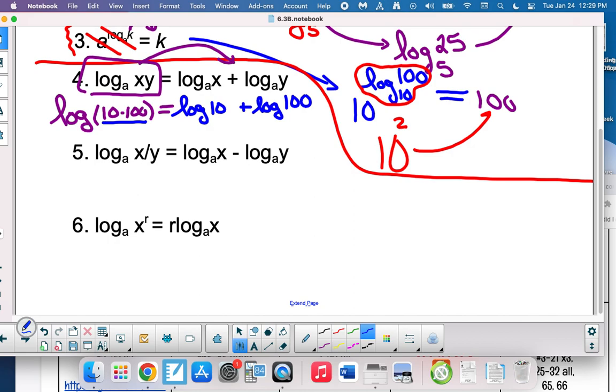10,000. Not 10,000. 1,000. Isn't it 1,000? Yep. Yeah, 1,000. Okay, cross that out. All right, will you tell me this? What's log of 1,000?